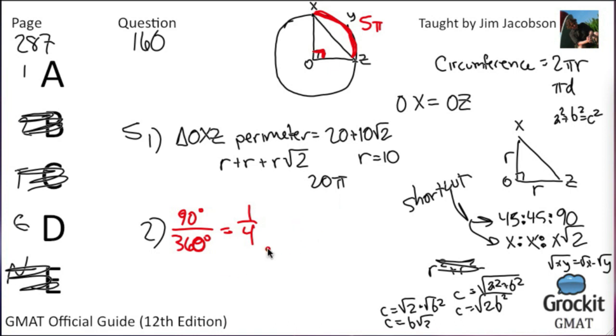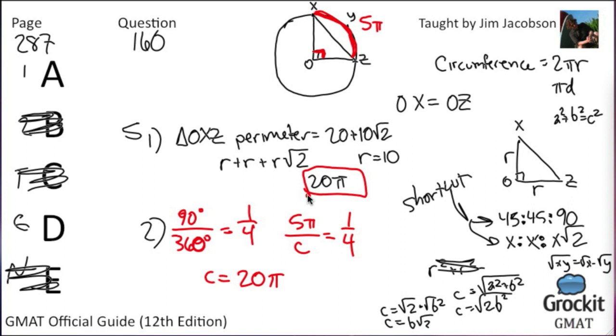So 5 pi is to the total circumference what 1 is to 4. I'm writing all this out algebraically, but you can already see that the circumference equals 20 pi, which matches what we came up with for statement 1, and it's always good news to see that that happens.